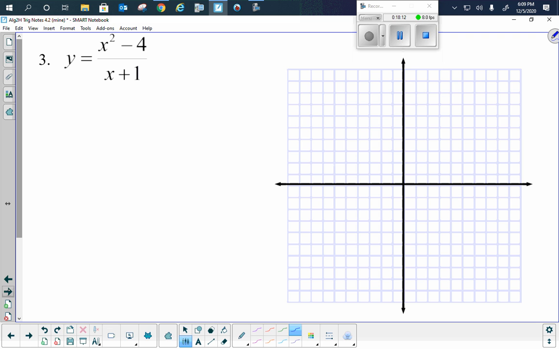Okay, let's try one more. If you want to try everything yourself, go ahead and turn off the video and then check back. All right, factoring everywhere. The top, (x + 2)(x - 2), difference of perfect squares. And the denominator, x + 1. So here we go, in the factored form.